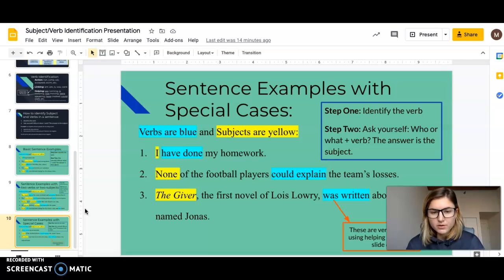Number 3, The Giver, the first novel of Lois Lowry, was written about a boy named Jonas. When we're finding our verb, we would find that was and written are our verb phrase. Was is serving as a helping verb there. So was written is our verb. Then we ask ourselves who or what was written? The Giver was written. It's important here, Lois Lowry was not written about a boy named Jonas. The Giver, the name of our book, is our subject.